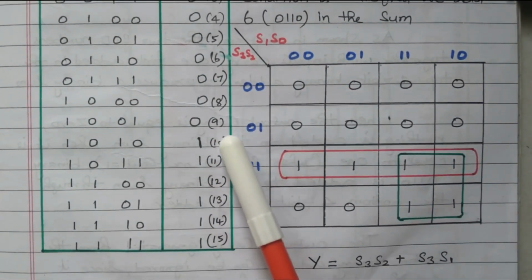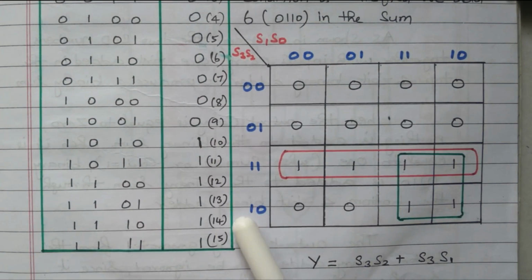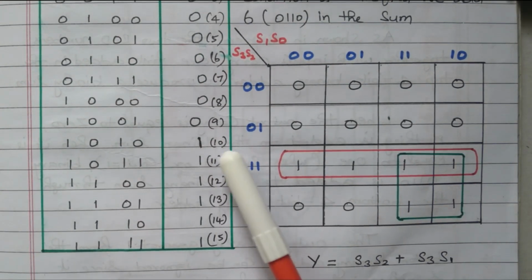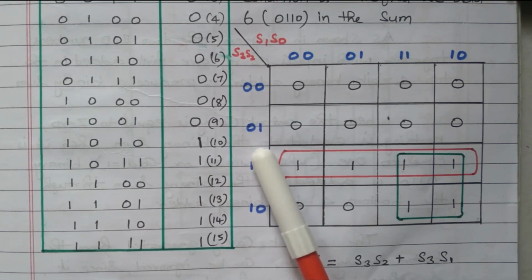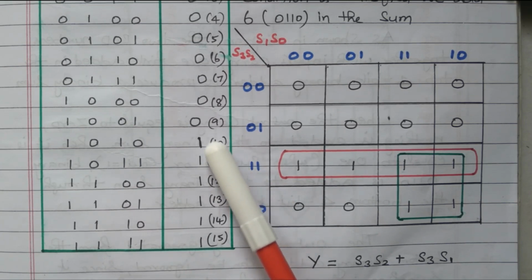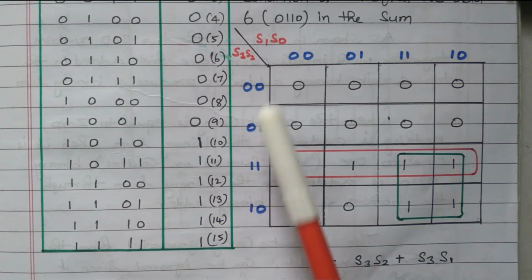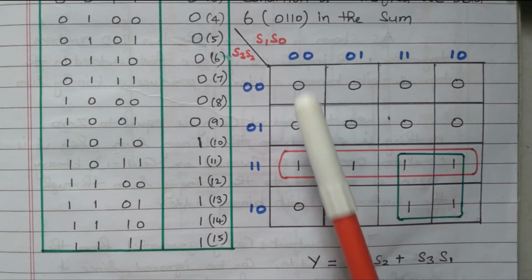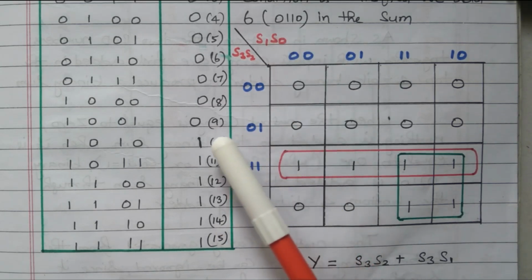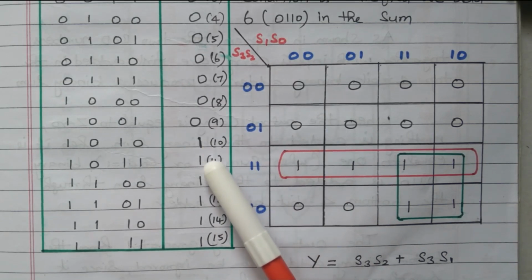So for the numbers 10, 11, 12, 13, 14, 15, two digits are there. One is represented in BCD separately, and the 0 is represented in BCD separately. So for these cases, we are adding the 6. 0, 1, 1, 0 is added so that we get the final answer, right. So here y is indicated as 1, 1, 1, right.